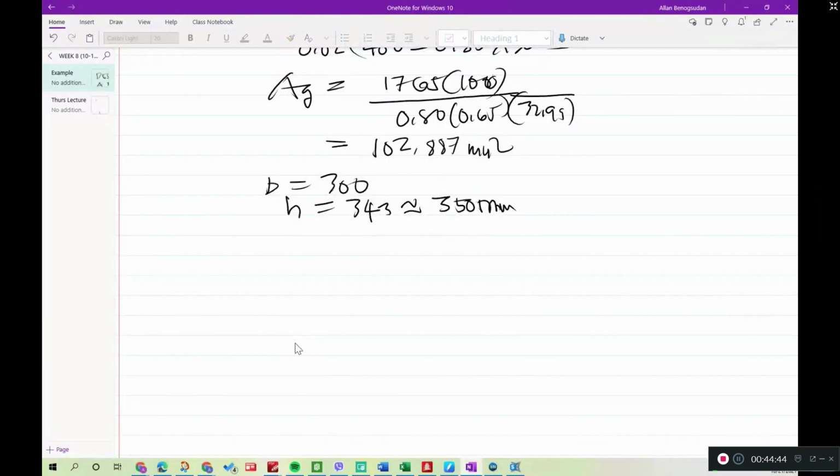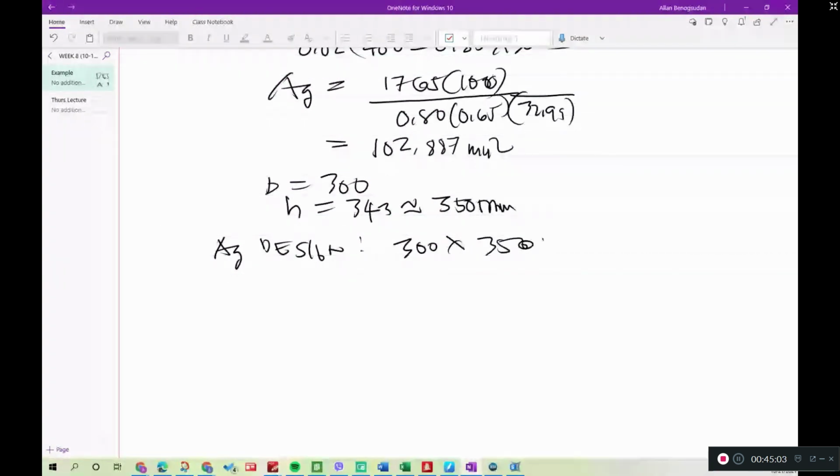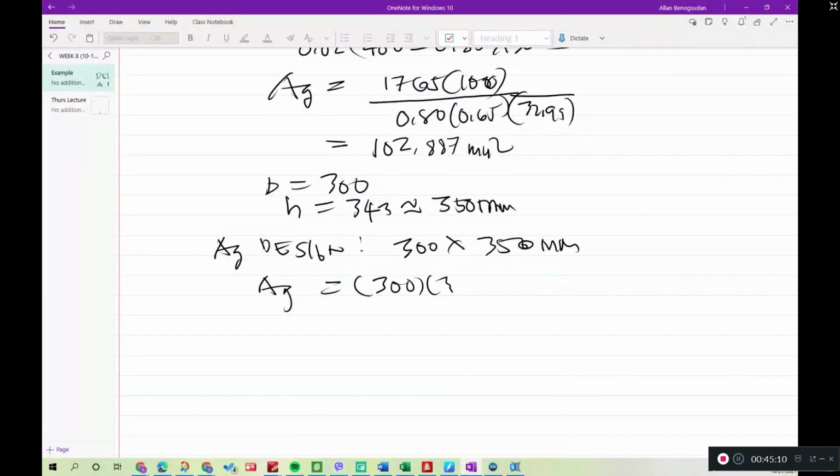So AG now, that's the AG actual, okay? Now AG design, of course, you are going to assume a 300 by 350 mm. If you are going to multiply that, of course, that becomes 300 by 350 is equal to 105,000 mm squared.